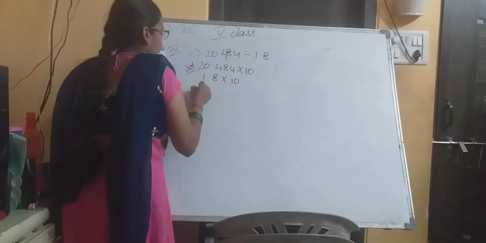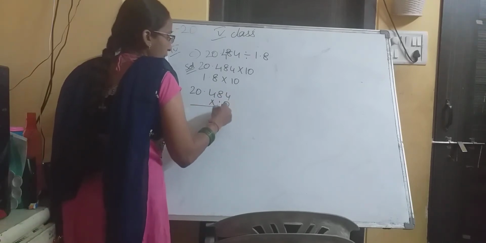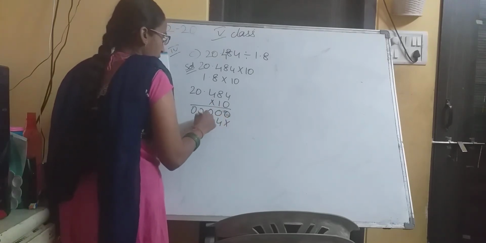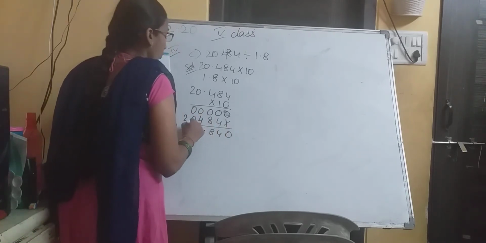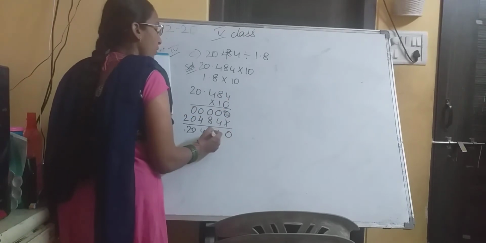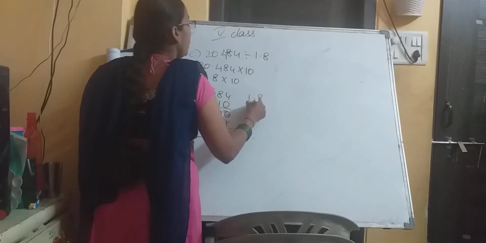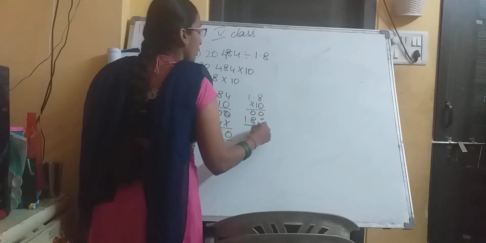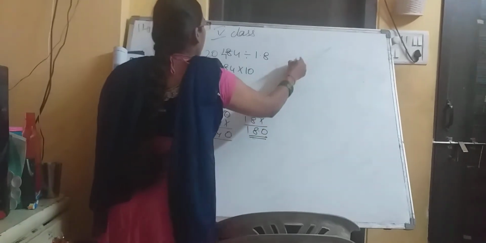Now you are going to multiply. 20.484 into 10. 1 4s are 4, 1 8s are 8, 1 4s are 4, 1 0s are 0, 1 2s are 2. After the point 1, 2, 3 digits. Okay? Yes? Now what about this? 1.8 into 10. 1 8s are 8, 1 1s are 1. After the point 1 digit. That is 18. Now you are going to divide.